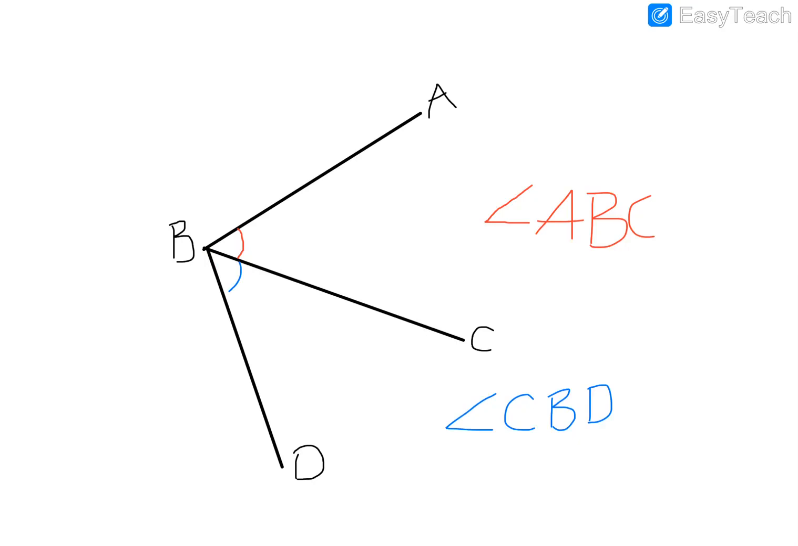I suppose I've also got another angle in this diagram. I've got this big one, let's mark that in green, this one here, which is still formed at B, so we're still going to have B in the middle, but this time it's formed between A and D. So what would I call that angle? Have a little think, what would I call it? I would call it angle ABD.